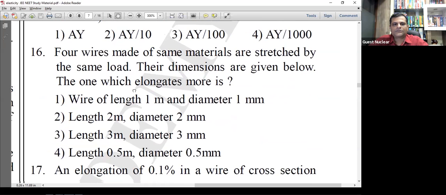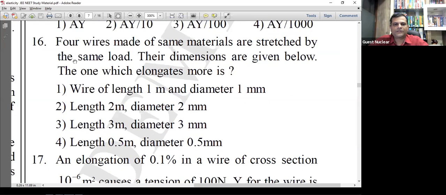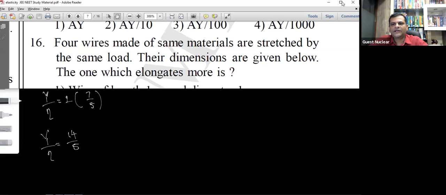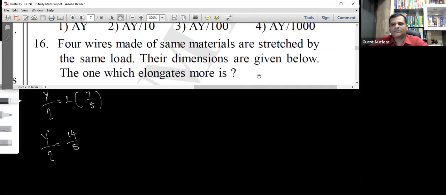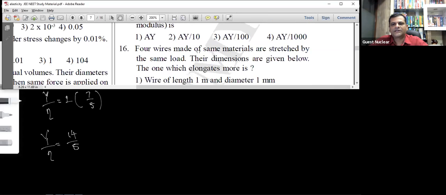Okay, ये देखो 16 वाला क्वेश्चन जो हमने लास्ट टाइम भी डिस्कस किया था एक्चुअली थियरी में एक बार. 4 wires made of same material are stretched by the same load. The dimensions are given below. The one which elongates more is. तो देखो उनका लेंथ और डायमीटर चारों का दिया हुआ है बराबर. तो जब चारों वायर्स का लेंथ और डायमीटर दिया जाता है तो ऐसे हालत में कौन से वायर का इलोंगेशन सबसे ज्यादा होगा ये कैसे निकालेंगे.